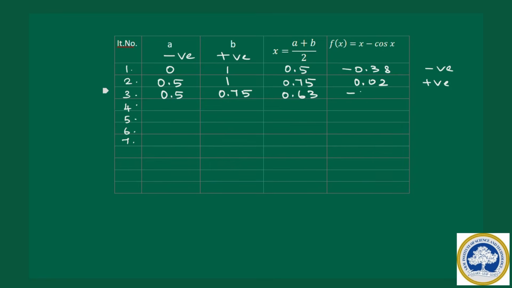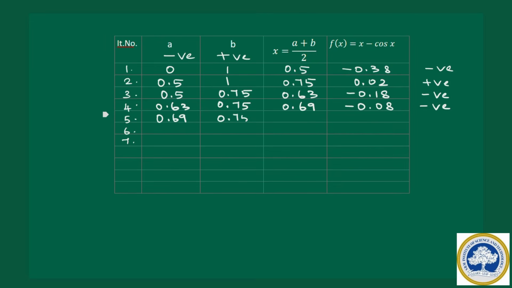So this function value is minus 0.18. So this is negative. Negative means again 0.63 should be transferred over here. 0.75 will remain the same. Now the answer here is 0.69. The corresponding function value is minus 0.08. Again it is negative. Negative means 0.69 will be transferred to a.